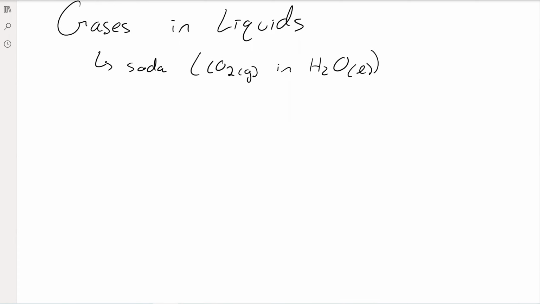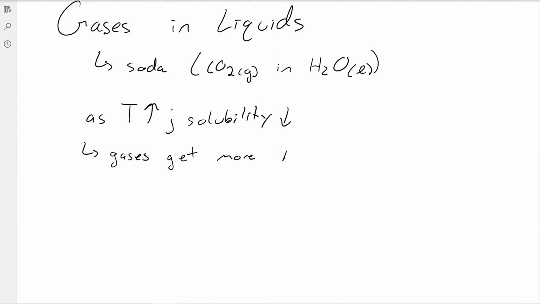Gases in liquids kind of behave differently than solids in liquids. With solids in liquids, when you increase the temperature, you increase the solubility. It's the opposite for gases. As temperature increases, the solubility decreases, and that's because these gases get more energy, and so they can leave the solution a little bit easier. An example is that hot soda fizzes more and goes flat quicker, right? Because as we increase temperature, the gas becomes less soluble.